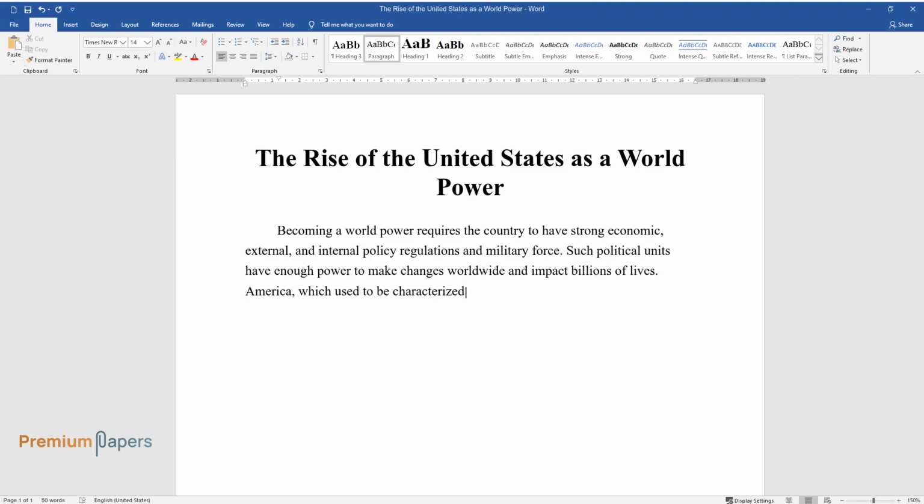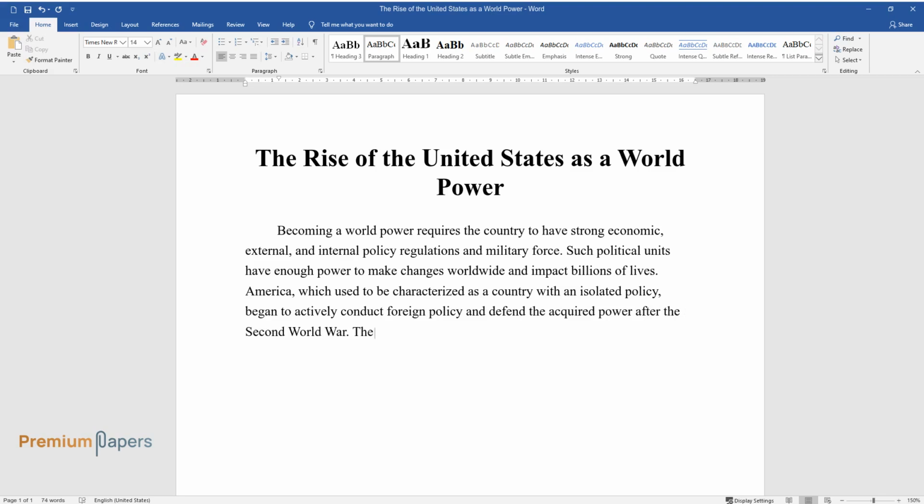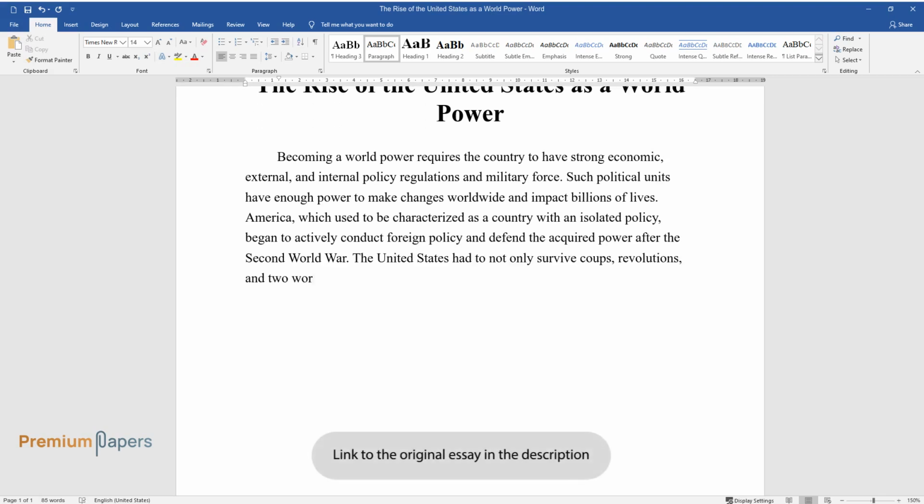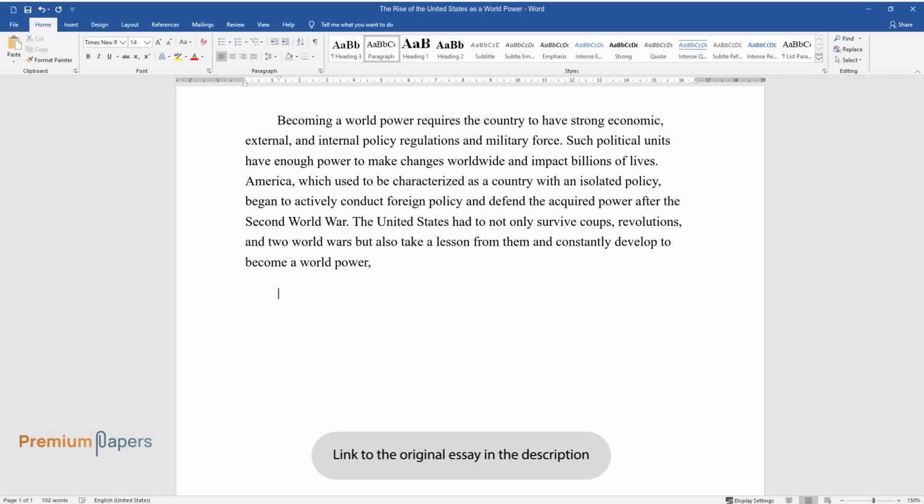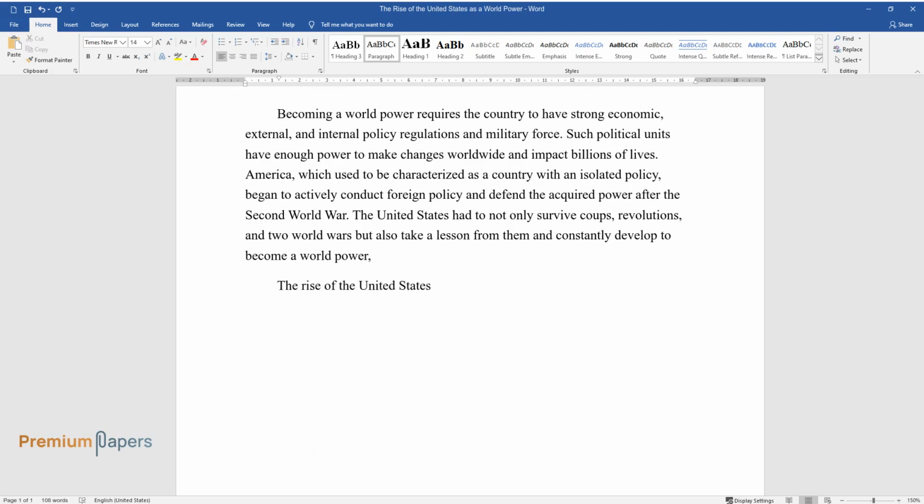America, which used to be characterized as a country with an isolated policy, began to actively conduct foreign policy and defend the acquired power after the Second World War. The United States had to not only survive coups, revolutions, and 2 world wars but also take a lesson from them and constantly develop to become a world power. The rise of the United States to a superpower is accommodated by the world wars.